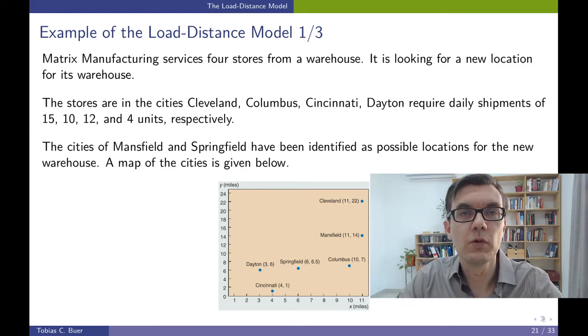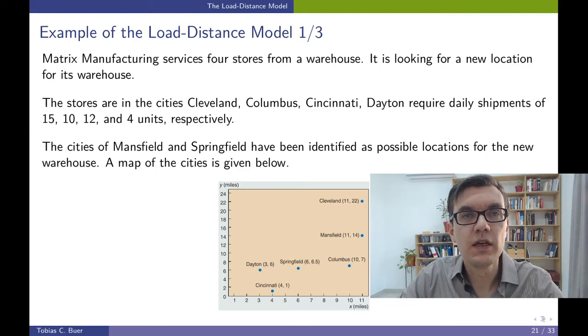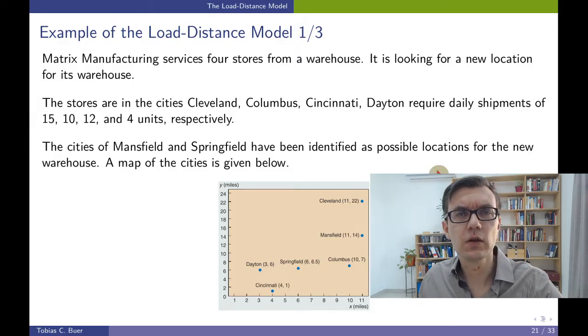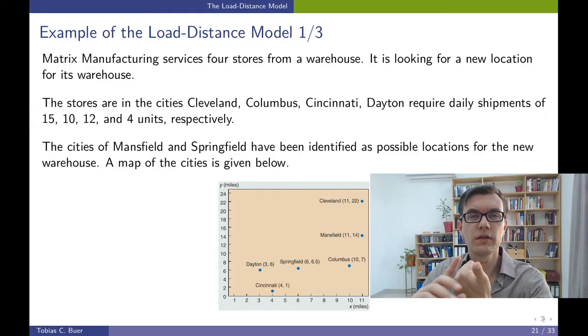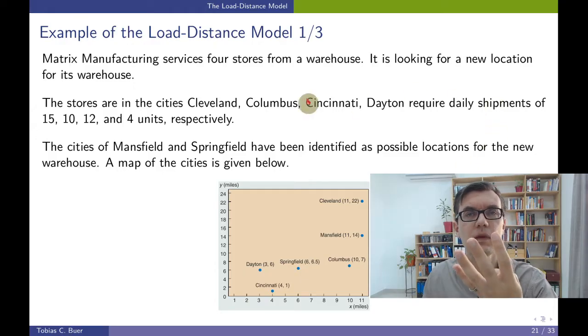Let's have a look at one example. Here we have the company Matrix Manufacturing, and this company is looking for a new location for its warehouse. The company has 4 customers. The customers are placed in Cleveland, Columbus, Cincinnati, Dayton.